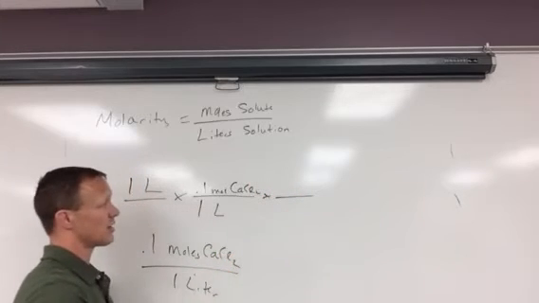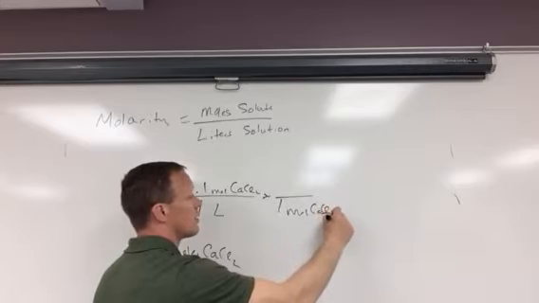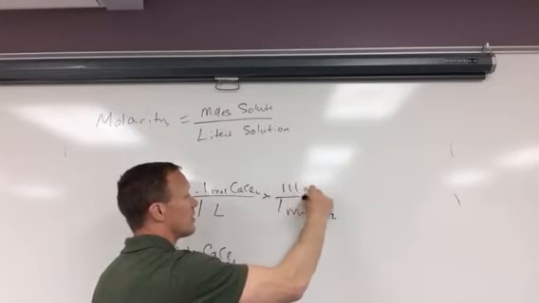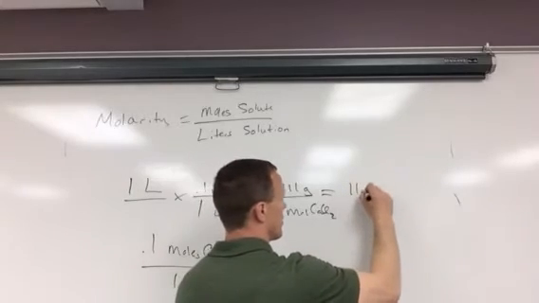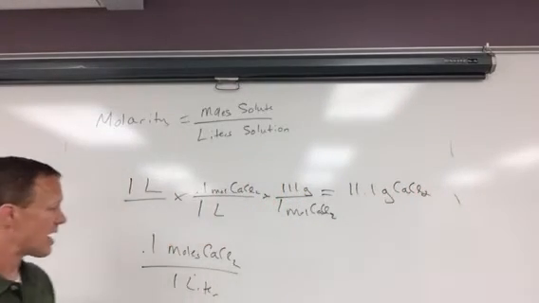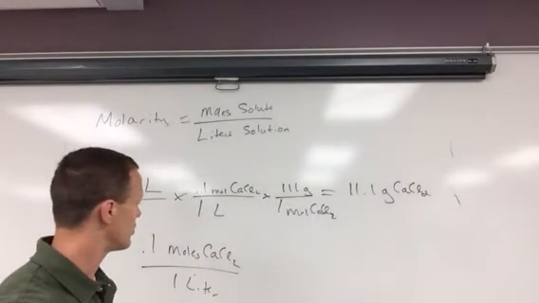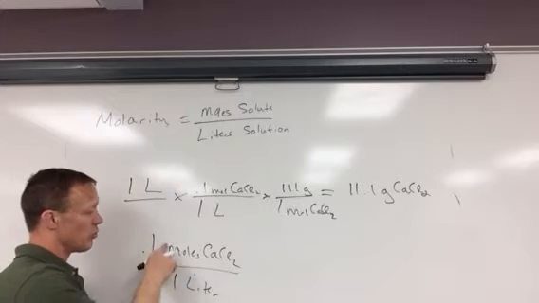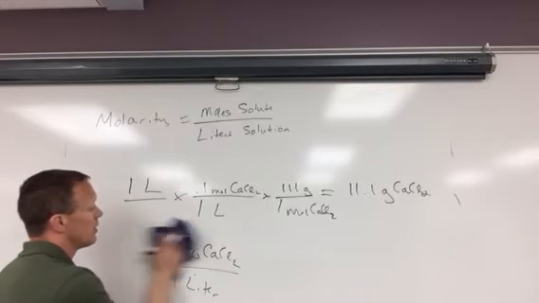It wants to know grams, so turn that into grams. Every mole of calcium chloride is 111 grams. So you get about 11.1 grams of calcium chloride. Again, I can use my molarity. I can flip it around, or I can keep it this way. I can use it whichever way I need to use, but I need to know that molarity means moles per liter. That's the biggest thing to know. Molarity is moles per liter.